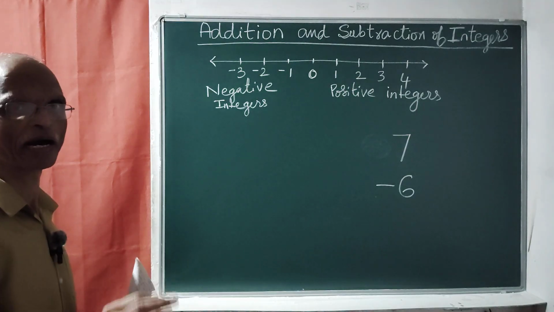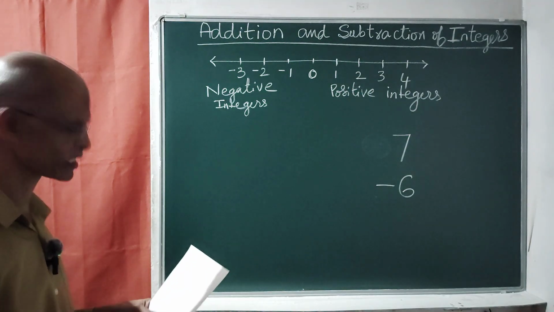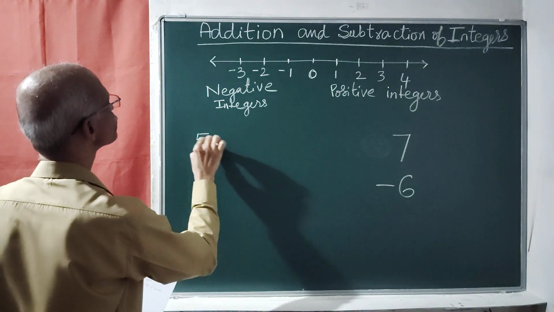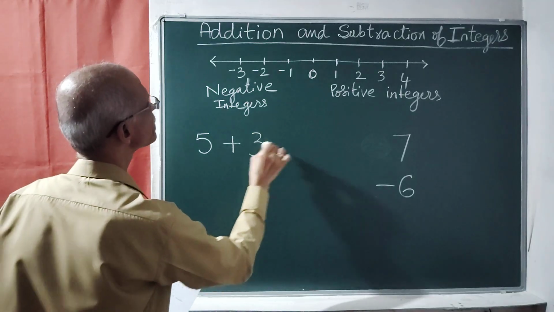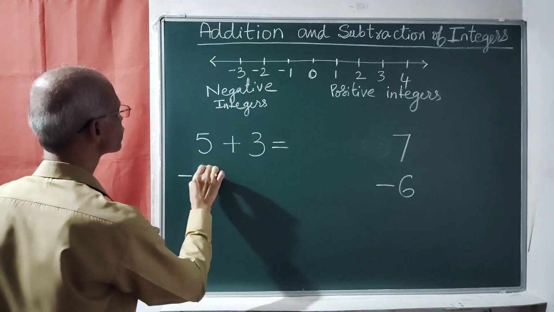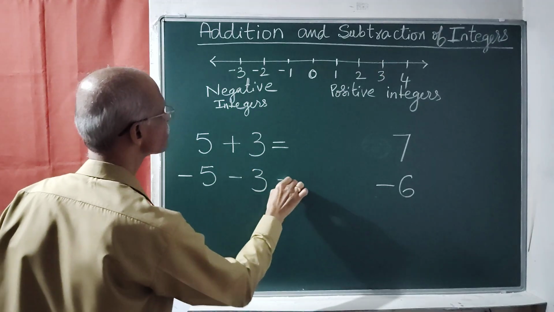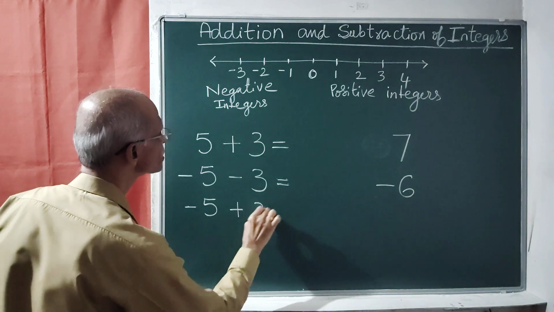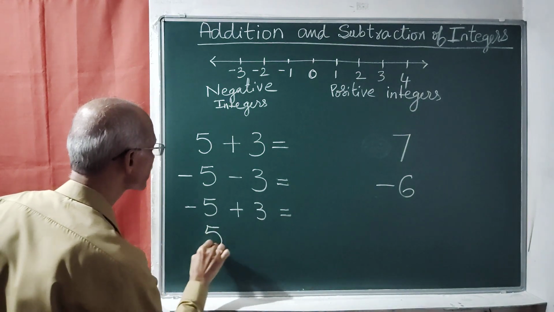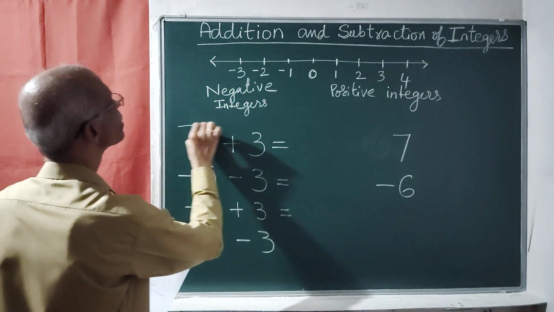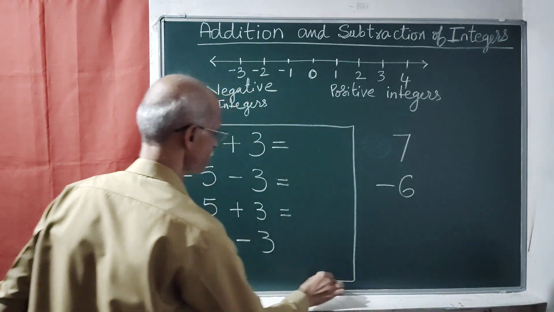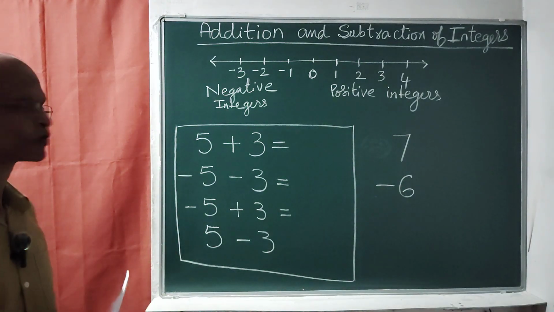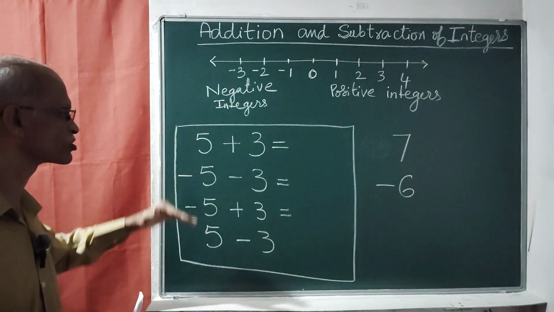Now, I will write 4 sums. +5 +3, -5 -3, -5 +3, +5 -3. I have written 4 sums here. So there are 4 different combinations of signs.